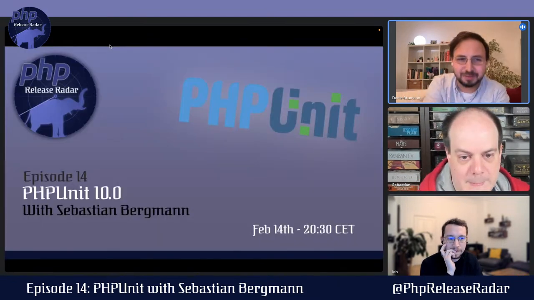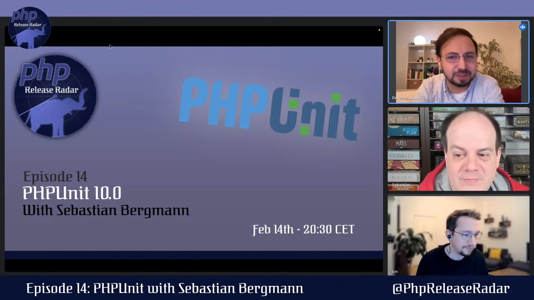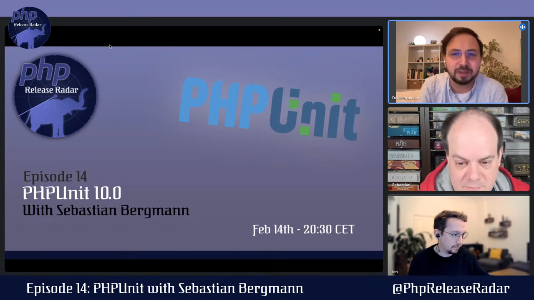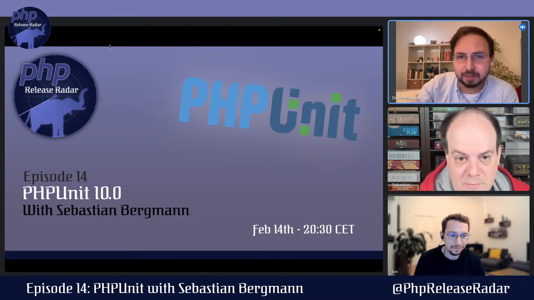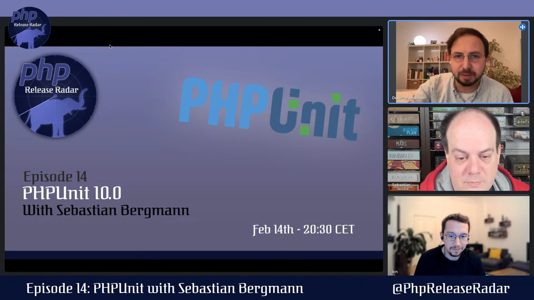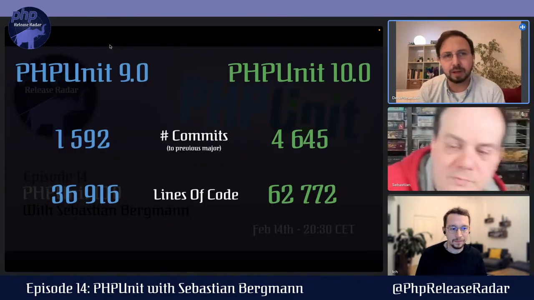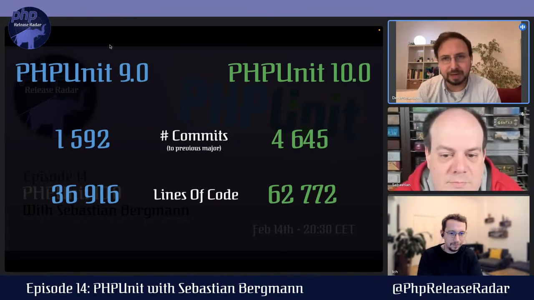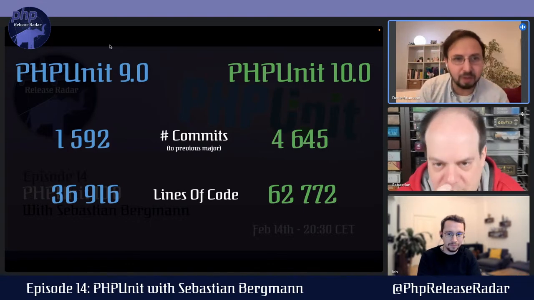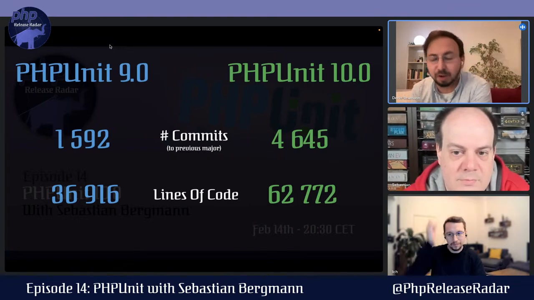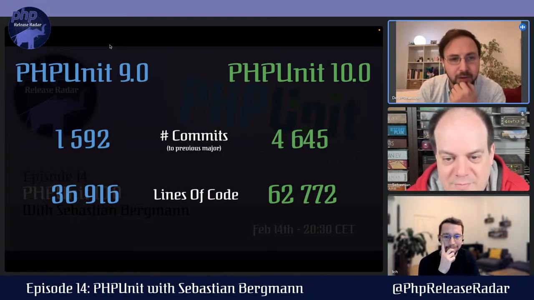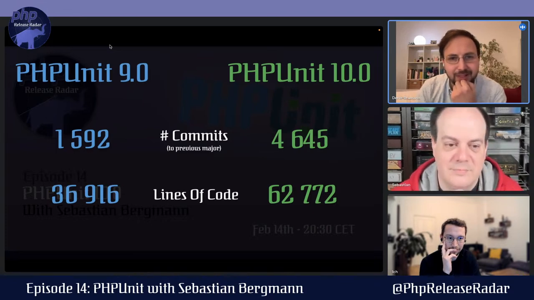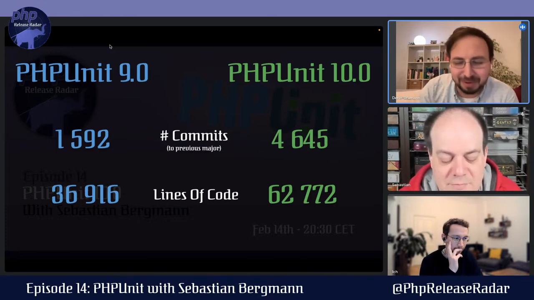Let's skip some of those because we already had a few. That's a nice transition over to PHPUnit 10 and some of the changes that are coming. We looked at a few numbers to better visualize what you mentioned with cleaning up the code base and improving all those things. Just for an example, between PHPUnit 9 and PHPUnit 10, there were 1,600 commits versus almost 5,000 commits now in PHPUnit 10. You can also see that the amount of lines of code in those changes almost doubled. That's an immense amount of change that happened there.